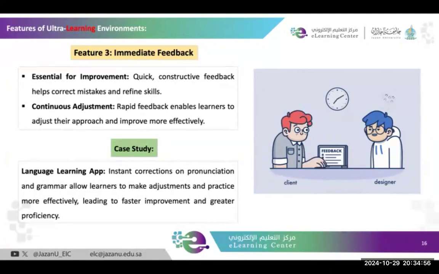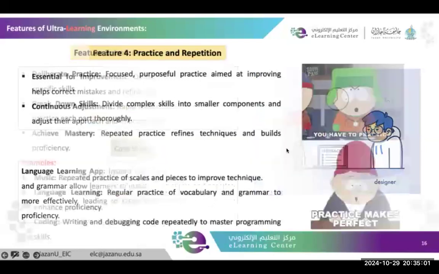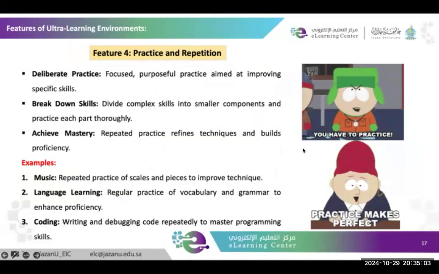So you can use different kinds of softwares to get immediate feedback. Practice and repetition is also really important, because this is the fourth feature of ultra learning, which plays a vital role in building mastery over any skill or subject. It is self-explanatory. Once you are doing practice and repetition again and again for a single task, it can make you more effective in the learning environment.